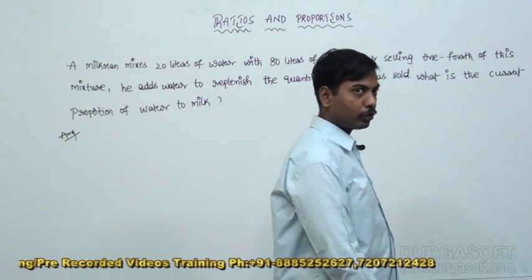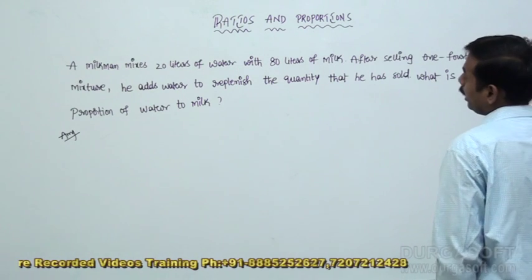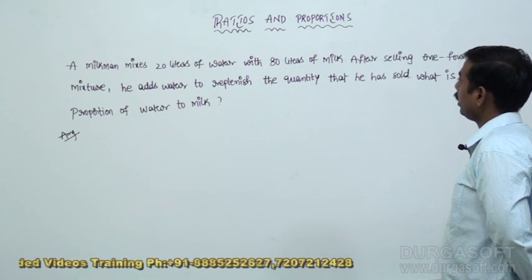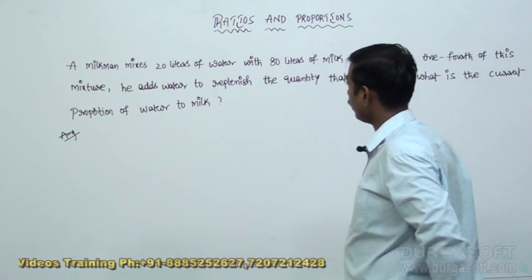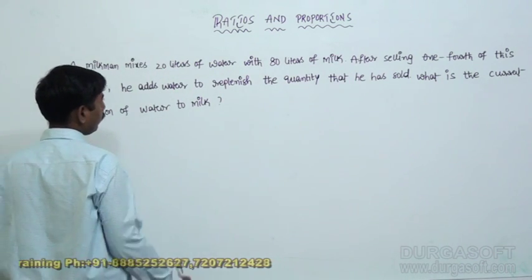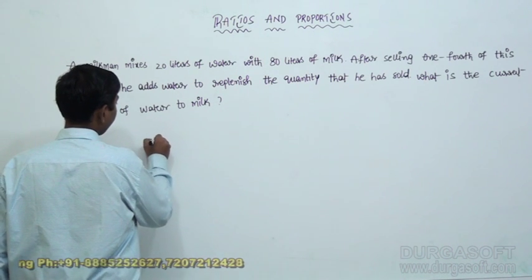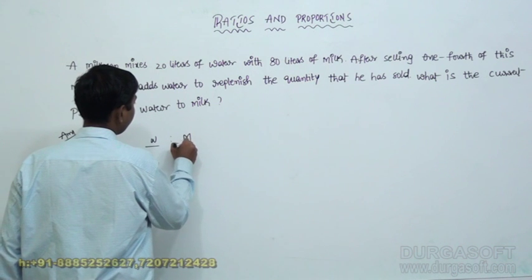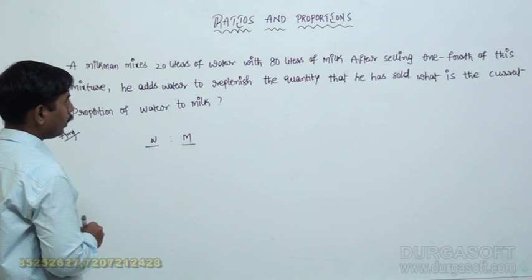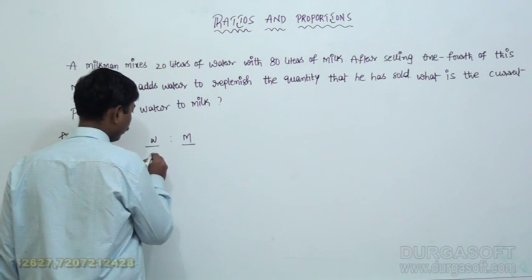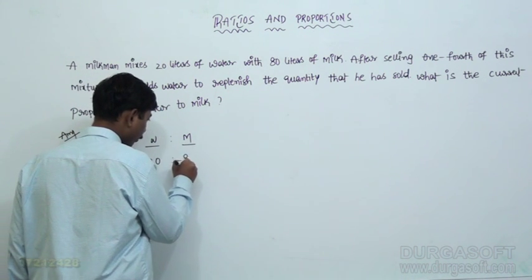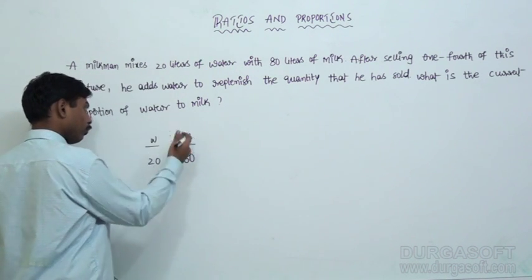Let us focus on this question, my dear guys. A milkman mixes 20 liters of water with 80 liters of milk. When I talk about 20 liters of water with 80 liters of milk, what would be the ratio of water to milk here? That is 20:80, which means 1:4 would be the water to milk ratio.